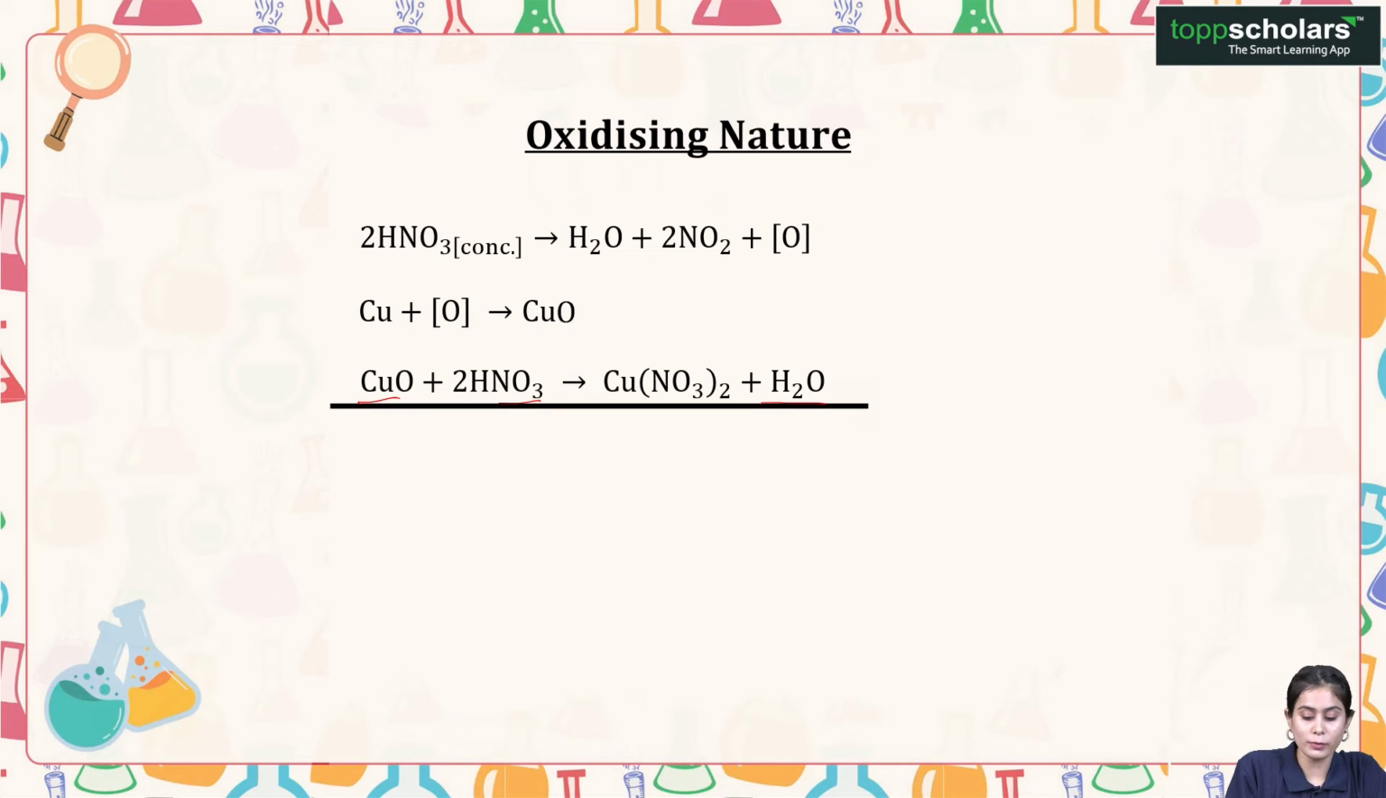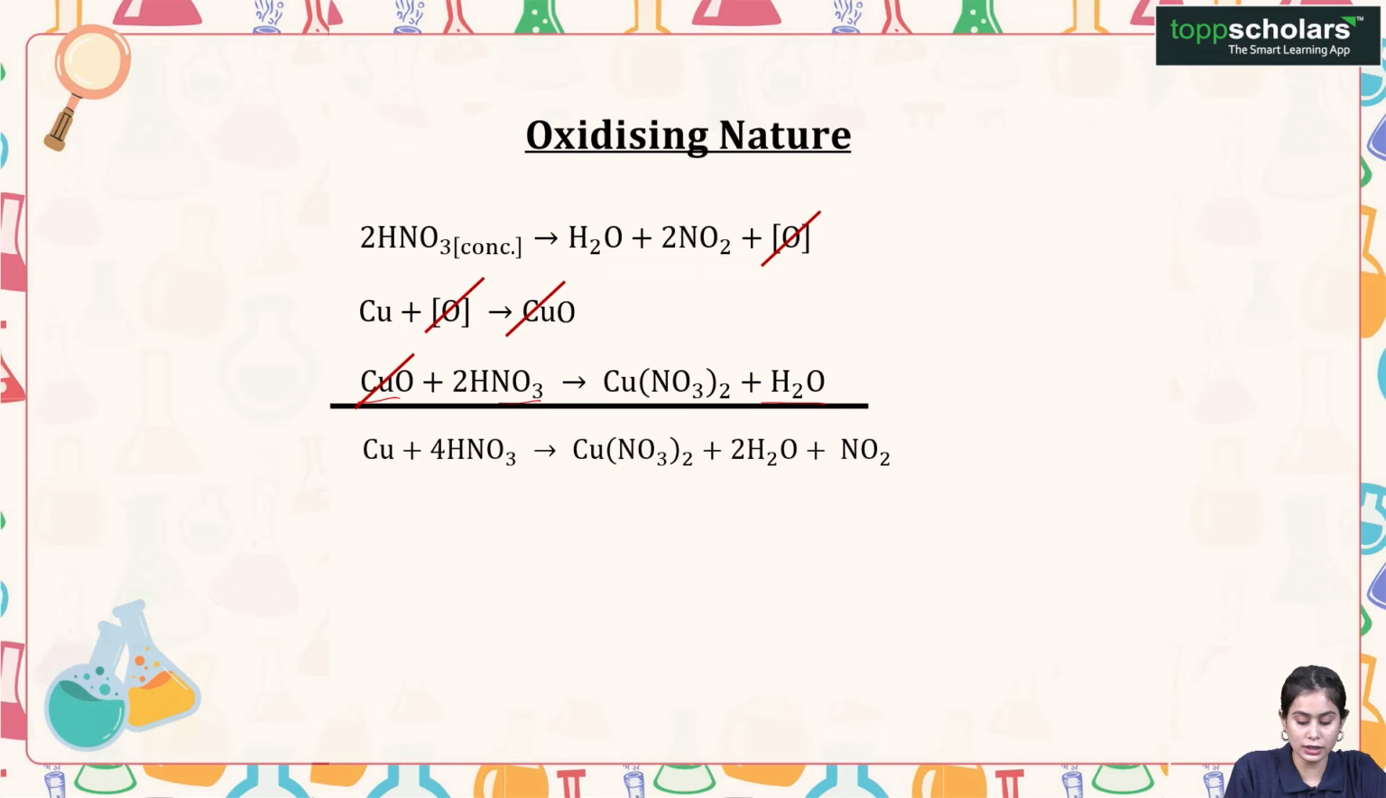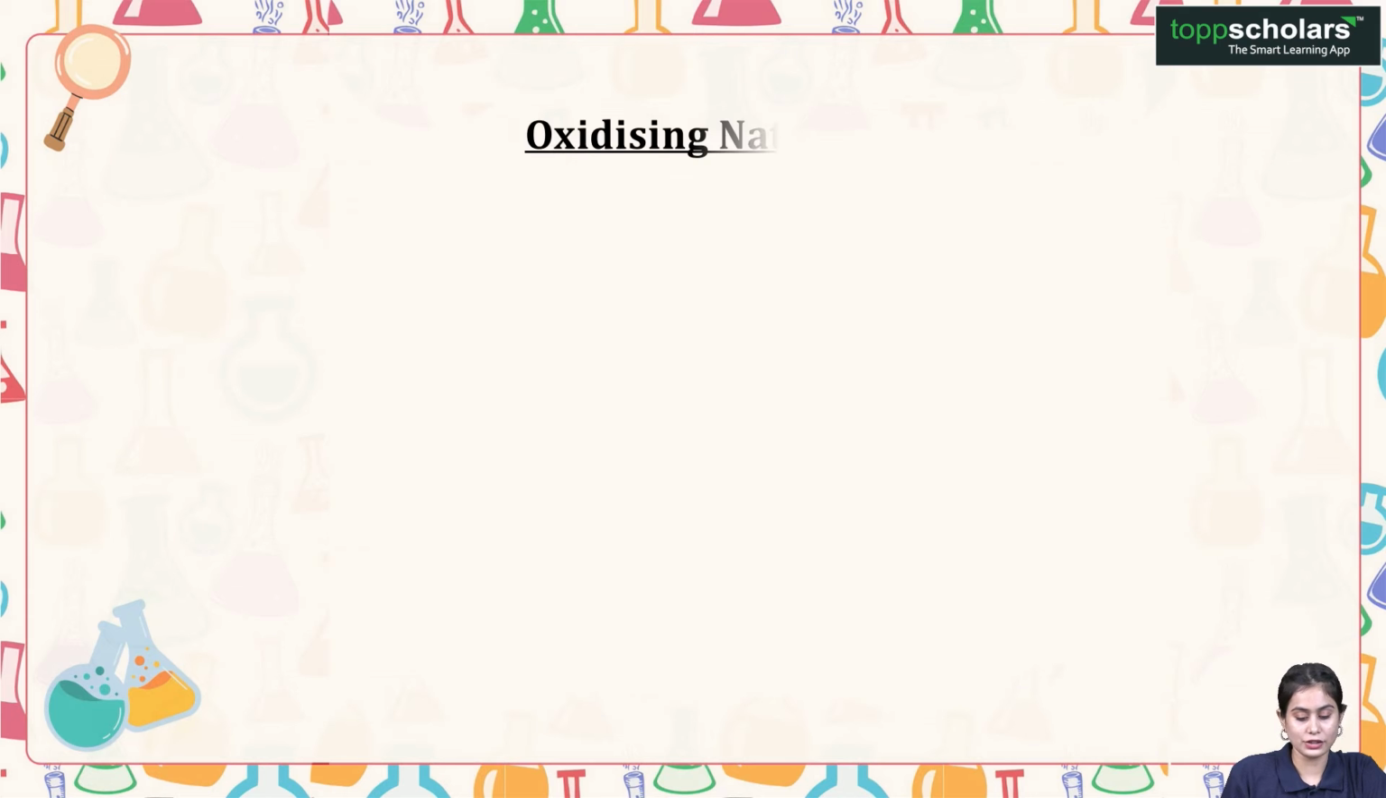So let's see what are the common things here. Oxygen gets cancelled, correct? Then your copper oxide gets cancelled. Let's see the final reaction. Copper plus 4, can you see 2 and 2, 4 HNO3, gives Cu(NO3)2, that is your copper nitrate, plus H2O, how many H2O? 2 H2O, one here, plus your 2NO2. So this is the final reaction.